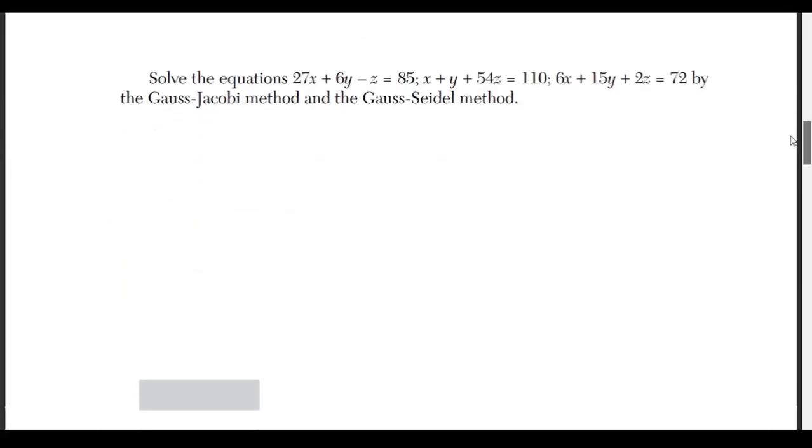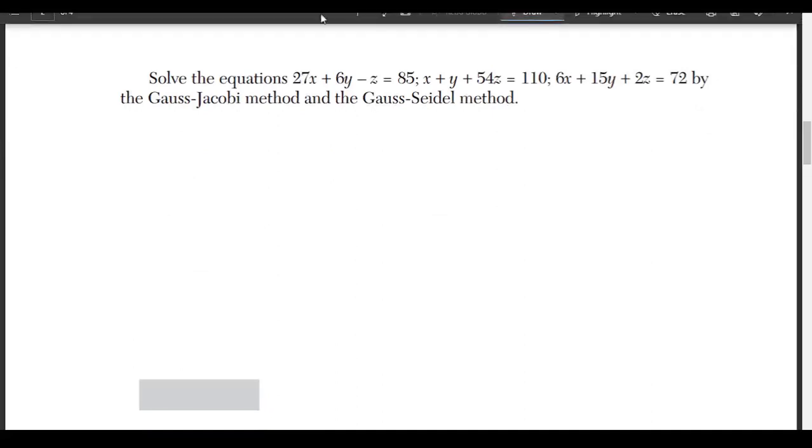Now we are going to see a problem. In this problem, we are going to solve using the Jacobi method in this class. In the next class, we can use the Seidel method. So first, let us check the condition. The condition is, the diagonal elements should be greater than the mod of the other two elements.